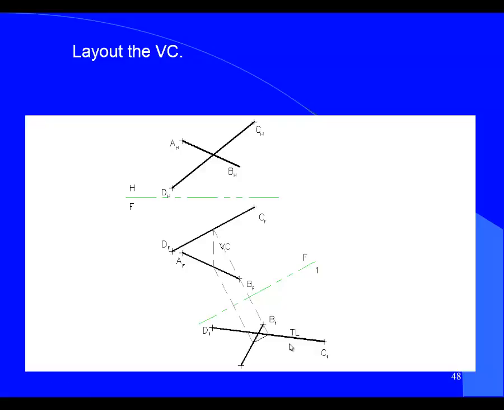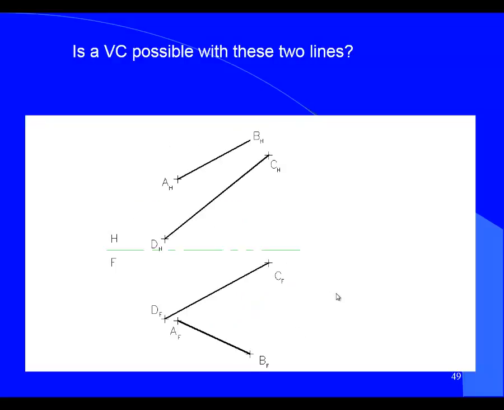So each view will have the PC perpendicular connector and the VC vertical connector, unless it's not possible. So in this case, the two lines don't cross on the horizontal plane. There is no vertical connector.